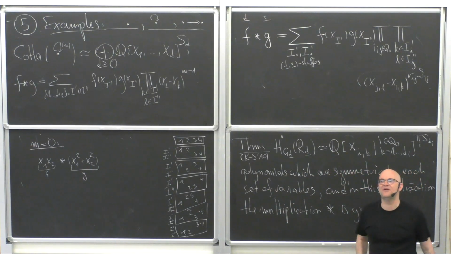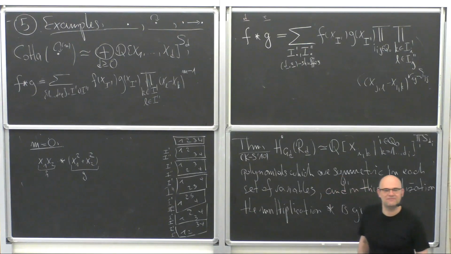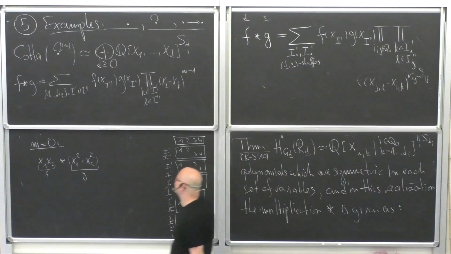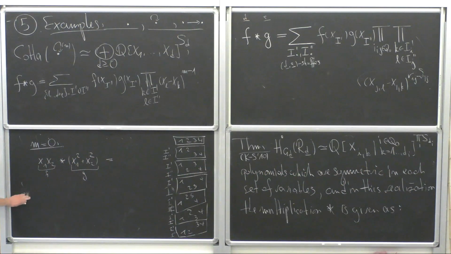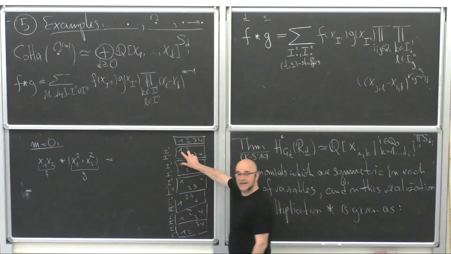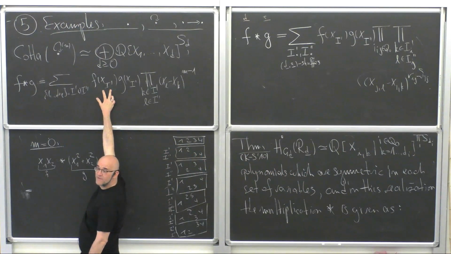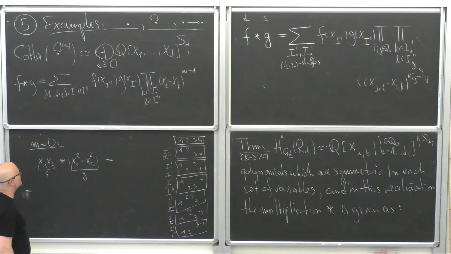6 is the binomial coefficient 4 choose 2, and that's the general formula. So the number of shuffles always relates to binomial coefficients, if you think about it. Then the first term is that we just take f in the I prime variables and g in the I double prime variables.